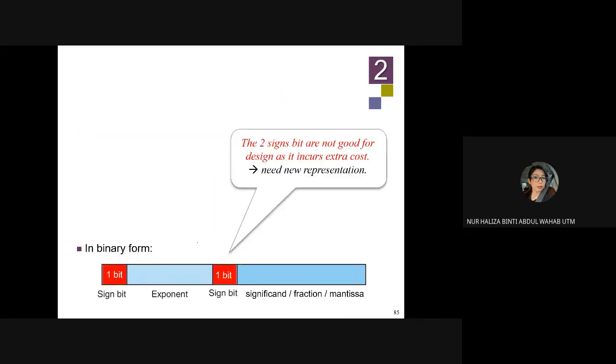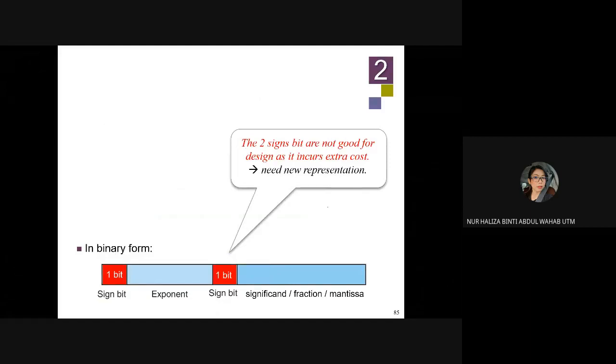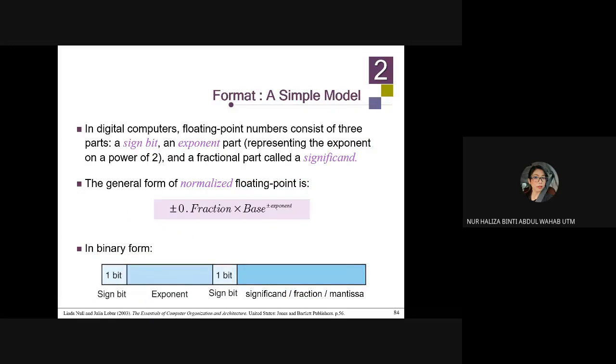Is there any example? Okay, so you're going to get it like this, how you convert from your normalized form to your binary form. We're going to look into the example. Over here, these two sign bits are not good for the sign, as it is an extra cost. So we need a new representation. It's okay. So the point is your exponent and your fraction will be twisted in place. You can see over here, this will be on the left, and your fraction will be on your right after this. When you have your general form and you want to convert it to the binary form, you're going to put it like this. So we look into the example.